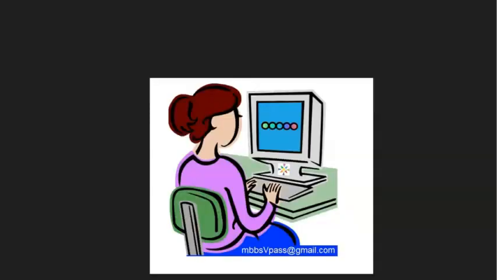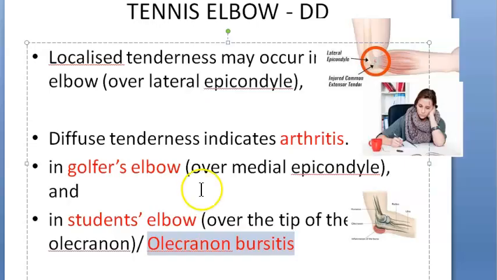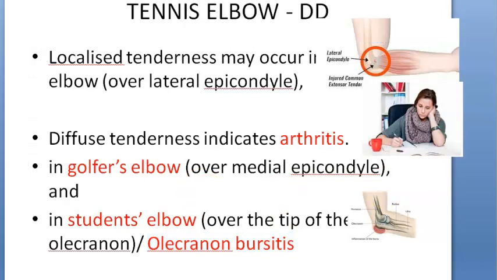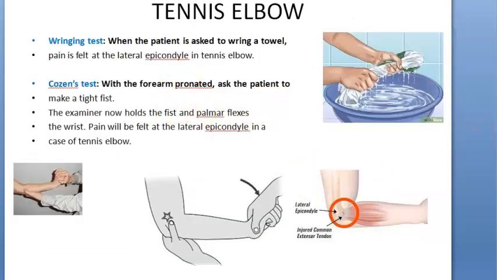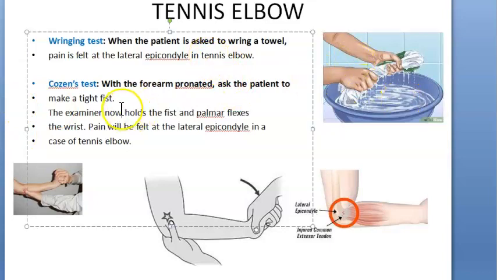Don't forget. What are the 2 DDs? Come on, say what did I say? Golfer's elbow and the student's elbow. Very good. You should know, one is medial epicondylitis, the other is olecranon bursitis. You got it right? Very good. You should write that. Quick points for quick marks. That's what I'm saying. Then how do you test it? Wringing test. If they do this, they will have pain.